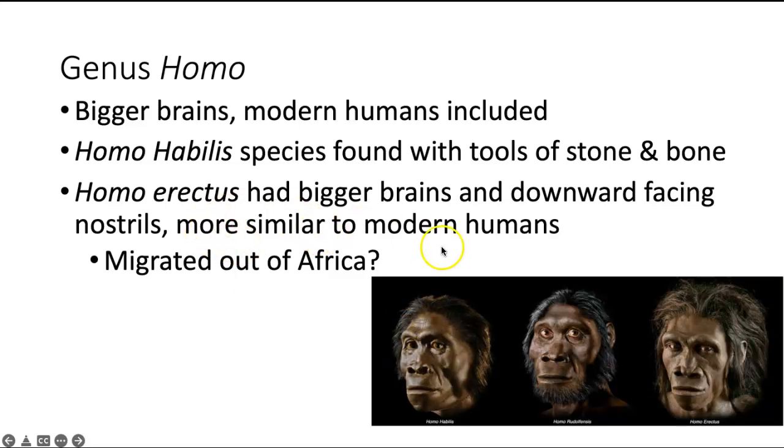Homo erectus had bigger brains and downward-facing nostrils, and is more similar to modern humans. So this is Homo erectus right here. There's another one, Rudolfensis. Not as well known, but erectus and habilis are a little bit more documented in the fossil record. Homo erectus we think was one of the first to possibly migrate out of Africa, and we think that maybe we evolved from these migrated species, or at least it was one of the first primates to move out. Okay, maybe. There's a big question mark here.